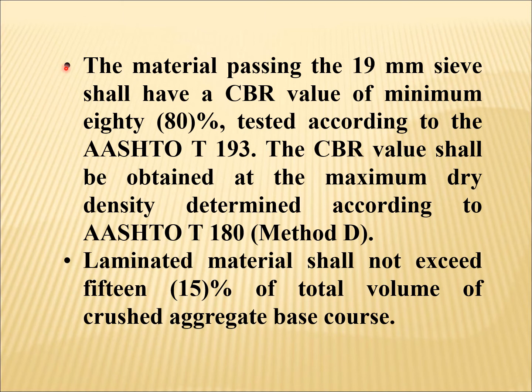The material passing the 19 mm sieve shall have a CBR value of minimum 80%. Tested according to AASHTO T193, the CBR value shall be obtained at the maximum dry density determined according to AASHTO T180 method D. Laminated material shall not exceed 15% of total volume of crushed aggregate base course.